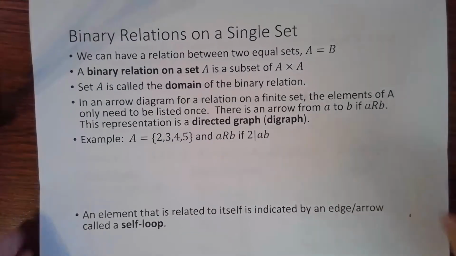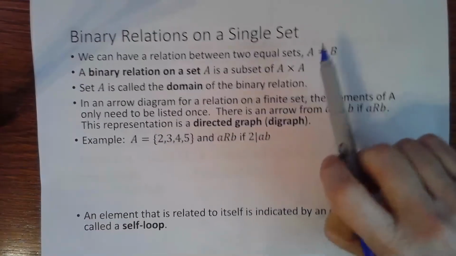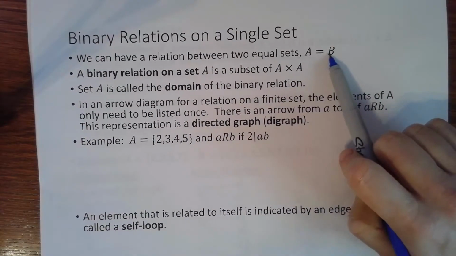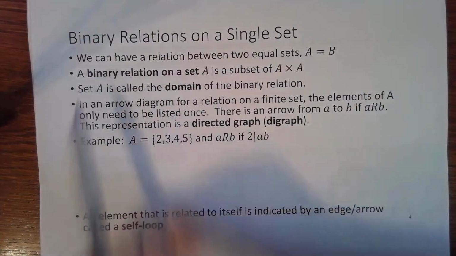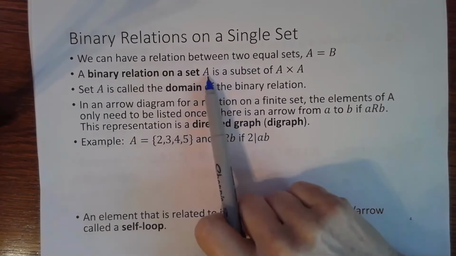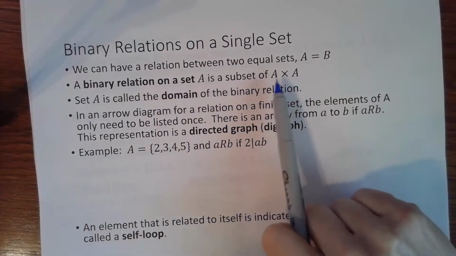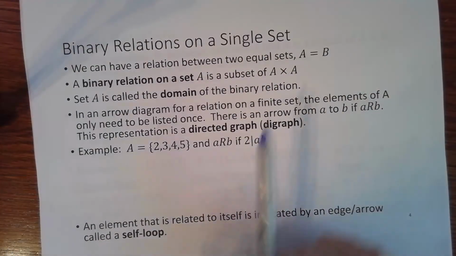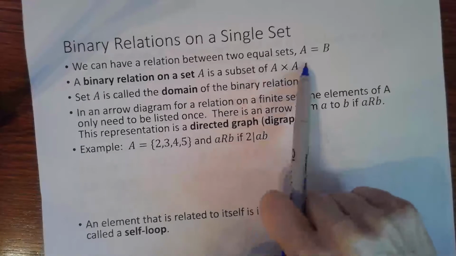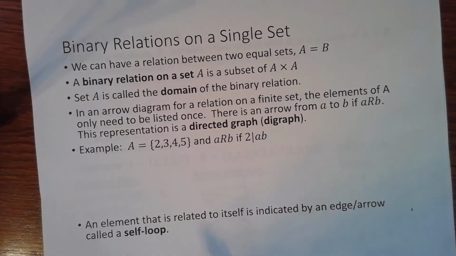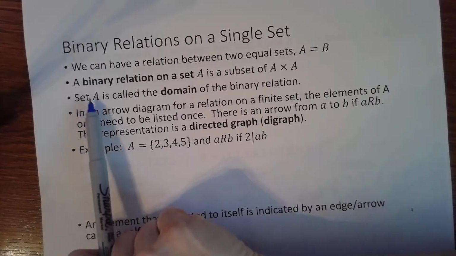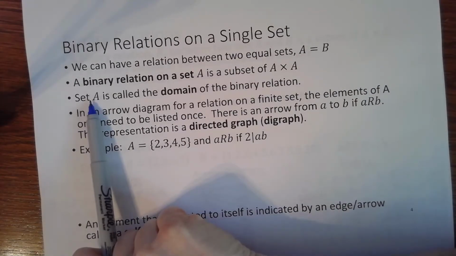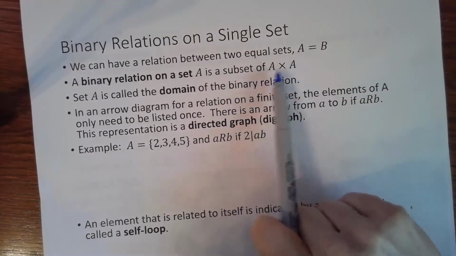Okay. So oftentimes we have a binary relation on just a single set, so where A and B are actually both the same set. So a binary relation on a set A, so on a single set A, it's just a subset of A Cartesian product with A. So ordered pairs where both of the elements of the ordered pair come from the same set. And in this case, A is just called the domain of the binary relation. So both of the sets are the same.